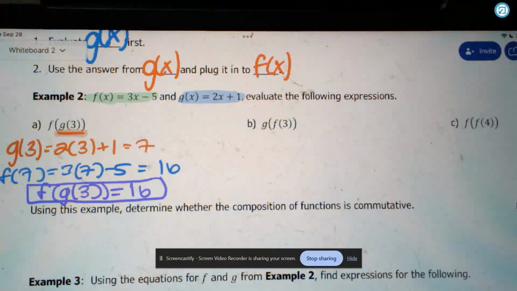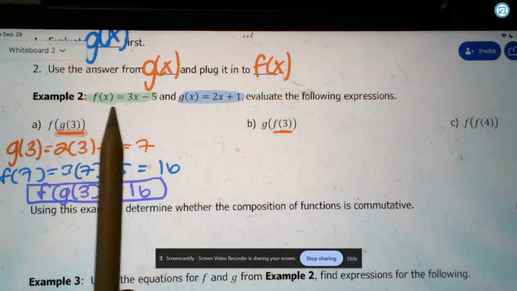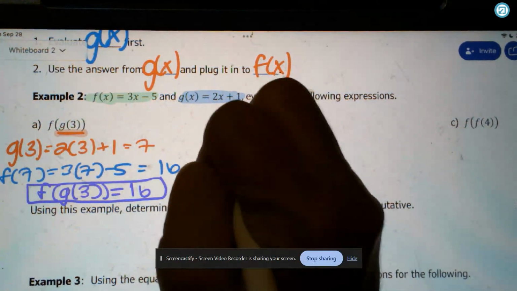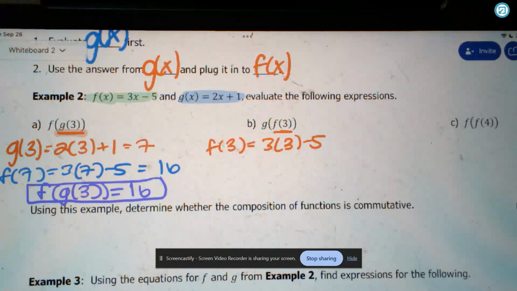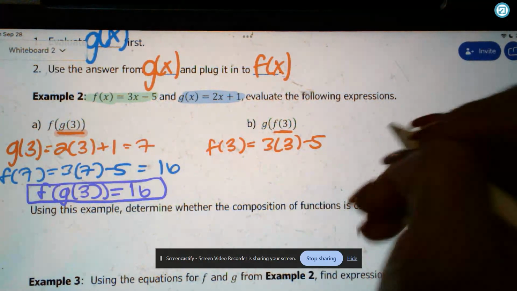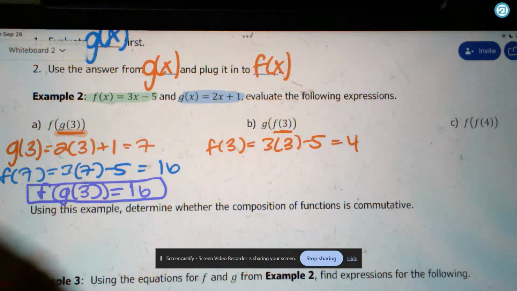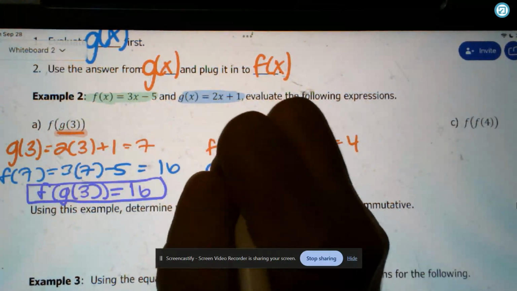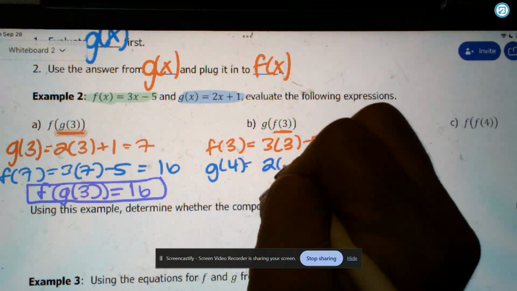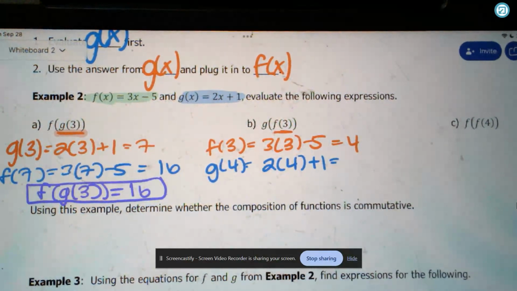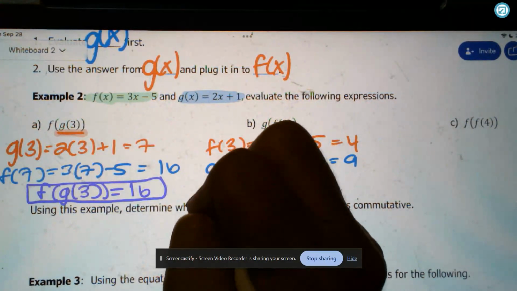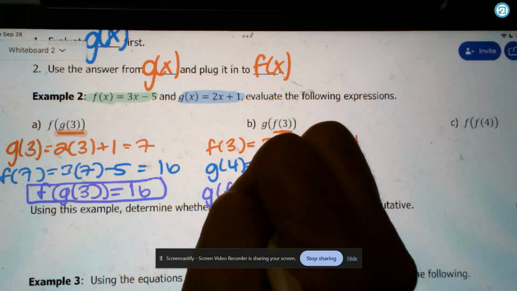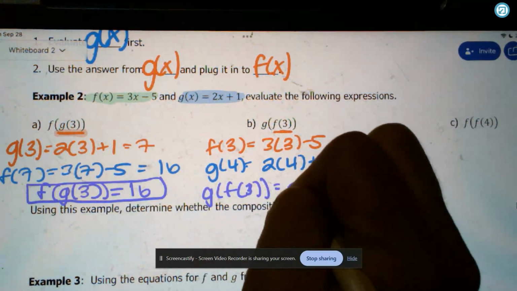All right, letter B. We're starting here with f of 3, which means I'm going to use the f function and plug in 3. So f of 3 is going to give me 3 times 3 minus 5. 3 times 3 is 9. 9 minus 5 is going to give me 4. So that's f of 3. Now I want to do g of 4. So g of 4 is going to give me 2 times 4 plus 1. 8 plus 1 gives me 9. So our final answer is g of f of 3 equals 9.